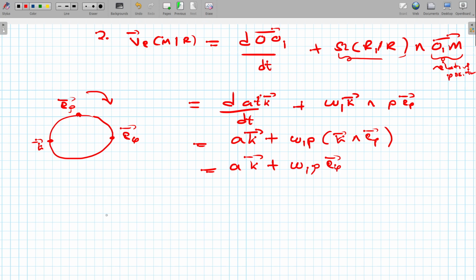The next question is saying find the absolute velocity. Now this one is très facile. The absolute velocity is going to be equal to la vitesse relative du point M in R1, and then plus la vitesse d'entraînement.